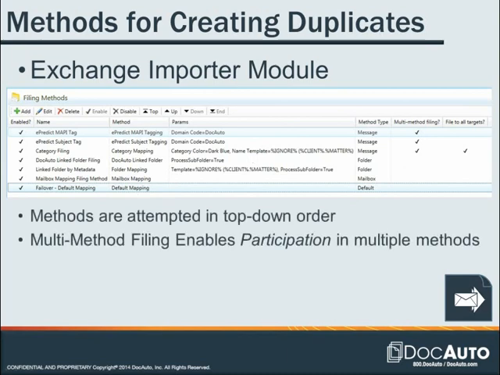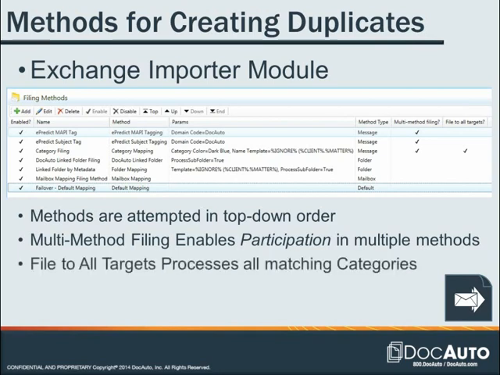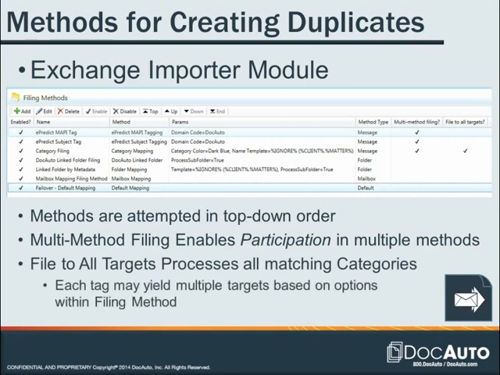Again, the methods are attempted in top-down order. Multi-method filing is really whether or not it's participating in multiple methods. And any method that fails will automatically be excluded from that participation pool. Filing to all targets really only applies to categories, but each category may yield multiple valid targets based on the options within the filing method itself.